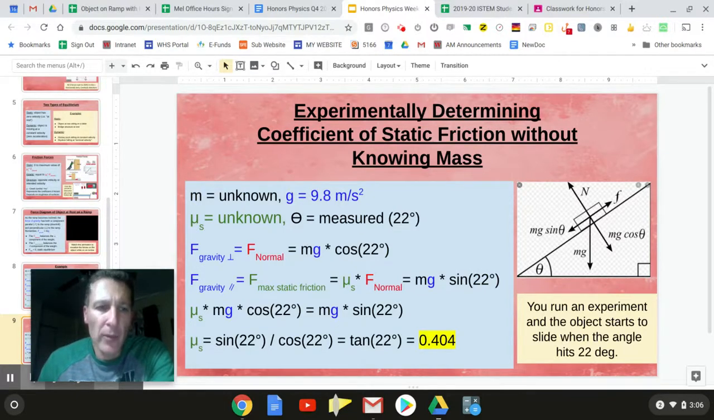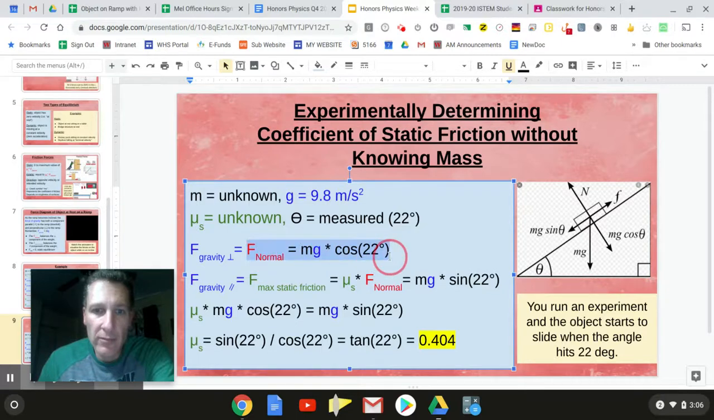So if we had an unknown mass, we know the acceleration due to gravity. Our coefficient of friction is unknown. The only thing we're going to do is measure the angle. We can do some nice algebraic magic here to find the coefficient of friction. If you look at this, this force of gravity that's perpendicular to the ramp, which is mg times the cosine of the angle, will be equal to the normal force. That's what's represented right here in this section.